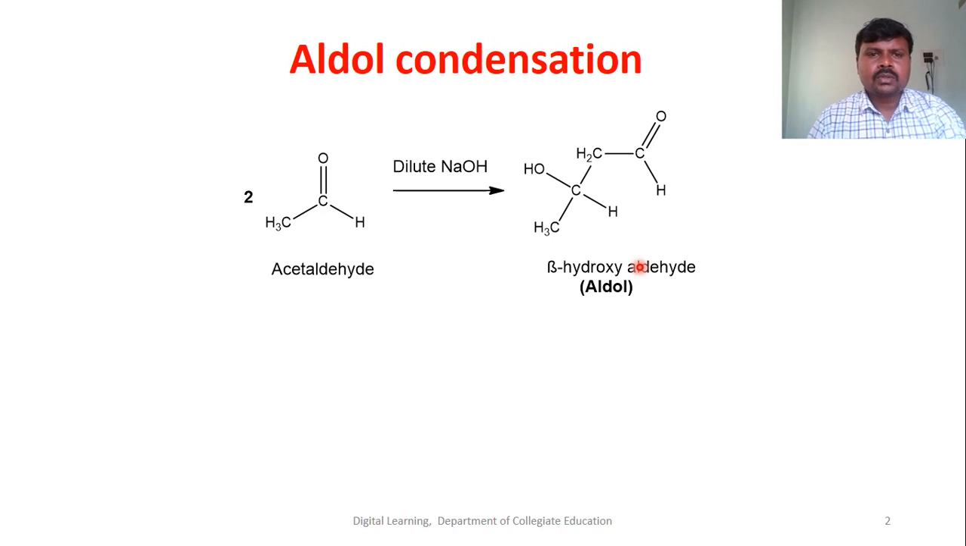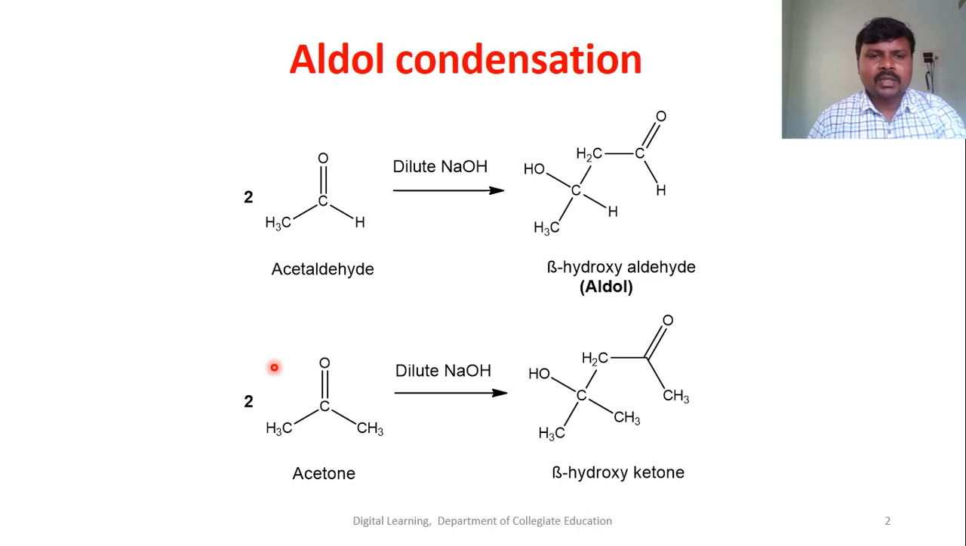Ketones also undergo aldol condensation, which should contain alpha hydrogen atoms. For example, 2 molecules of acetone, which also contains 6 alpha hydrogen atoms. So this acetone also undergoes aldol condensation in the presence of sodium hydroxide to give beta hydroxy ketone. Alpha position, beta position, hydroxyl group at the beta position, and additionally a keto group. That's why this is beta hydroxy ketone.